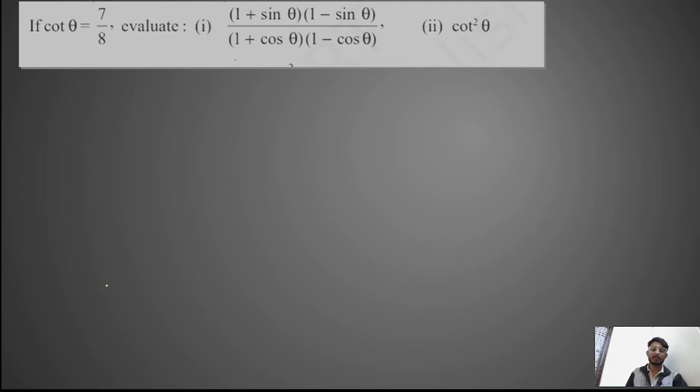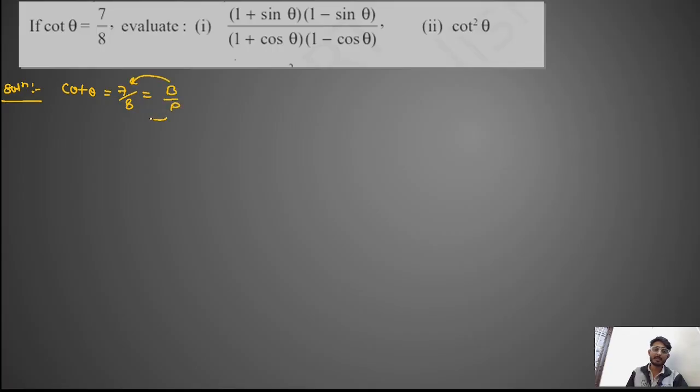If cot theta equals 7 by 8, evaluate (1 plus sin theta)(1 minus sin theta) upon (1 plus cos theta)(1 minus cos theta). And also in the second question you have to find cot square theta. So first of all you have to find the value of the other ratios, where cot theta is given as 7 upon 8.